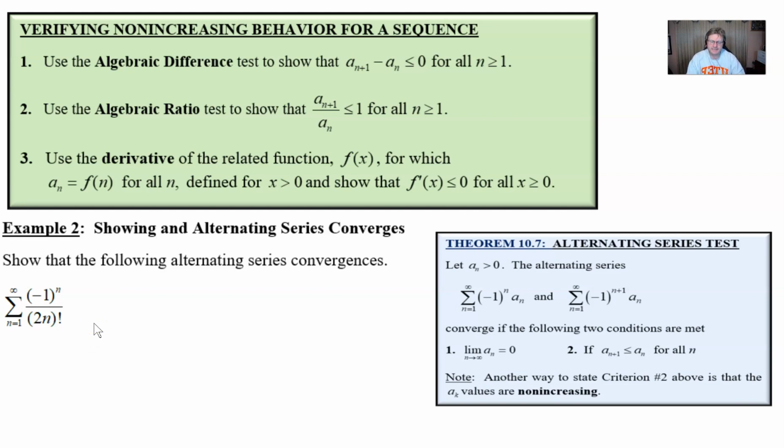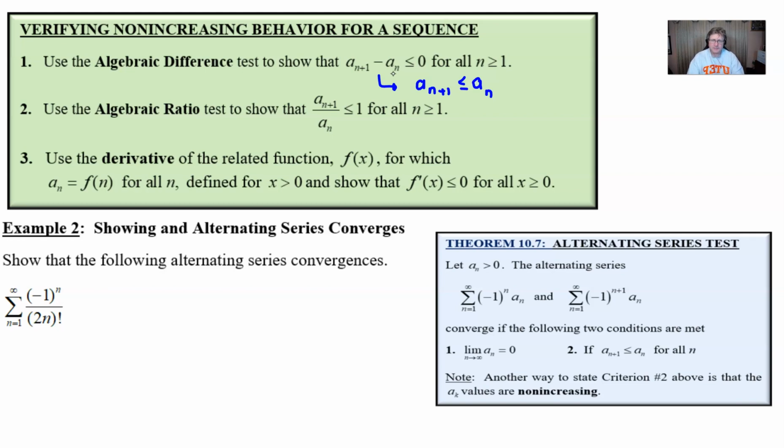So here in the green box, I've got a couple of ways, really 3 ways by which you can embark on that particular journey. The first way is called the algebraic difference. And it's just saying, show that your a_(n+1) minus your a_n is less than or equal to 0. Well, another way to say that is show that your a_(n+1) is less than or equal to a_n if you add the a_n over, which is exactly the way that I showed in example 1 part A, if you recall.